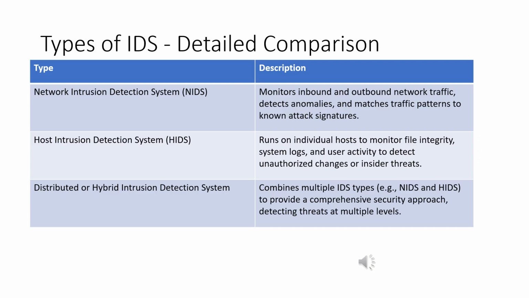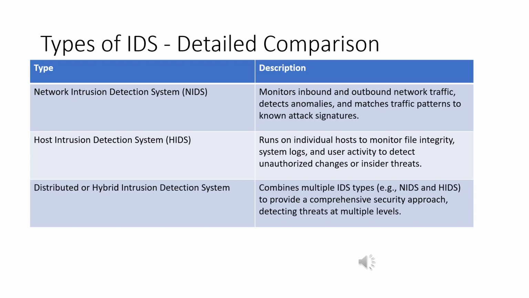NIDS monitors network traffic, whereas HIDS monitors individual systems. Distributed intrusion detection system monitors multiple systems and networks. NIDS is placed near the router or firewall, whereas HIDS is placed on individual systems. Distributed intrusion detection system is placed across the network or on a centralized system.